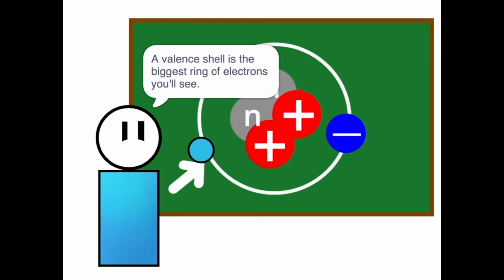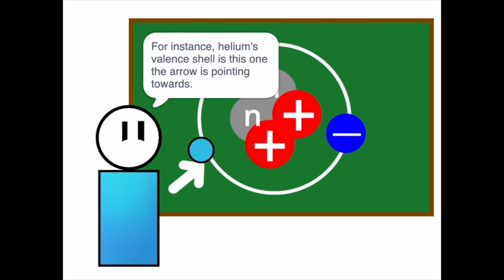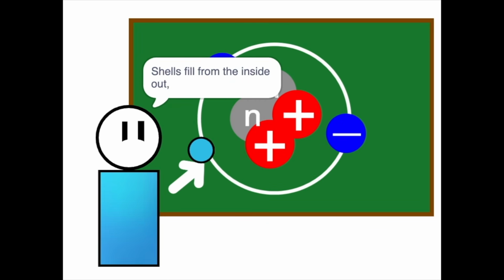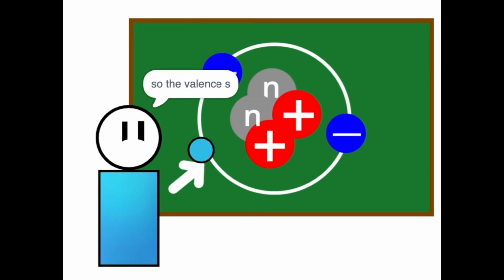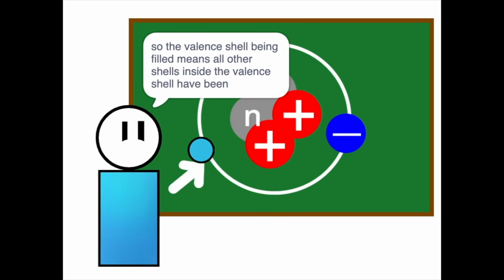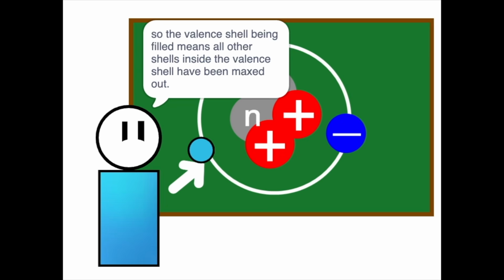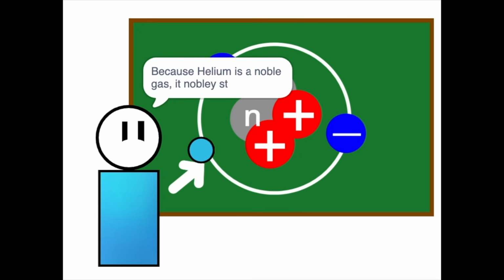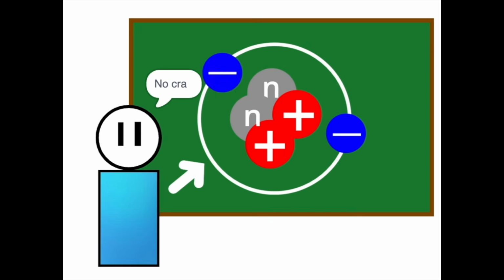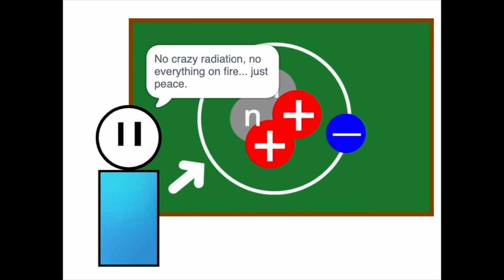A valence shell is the biggest ring of electrons you'll see. For instance, helium's valence shell is this one the arrow is pointing towards. Shells fill from the inside out. So the valence shell being filled means all other shells inside the valence shell have been maxed out. Because helium is a noble gas, it nobly stays inert. No crazy radiation, no everything on fire. Just peace.